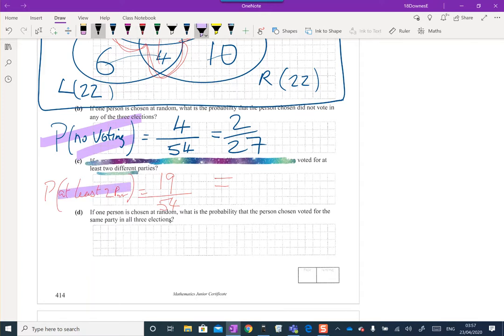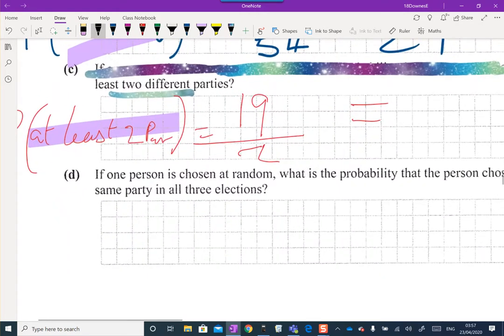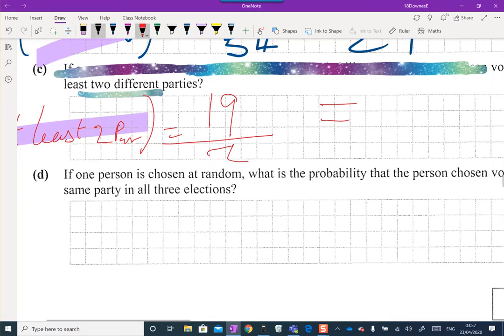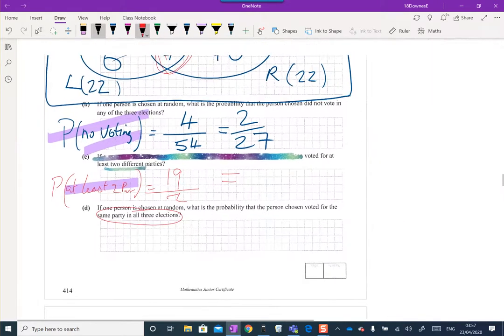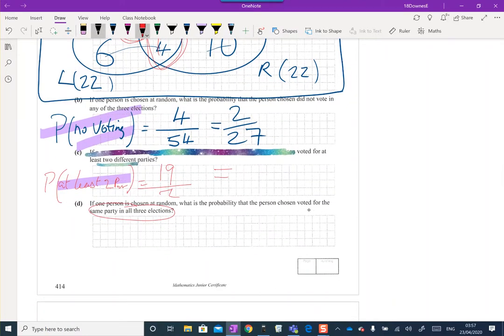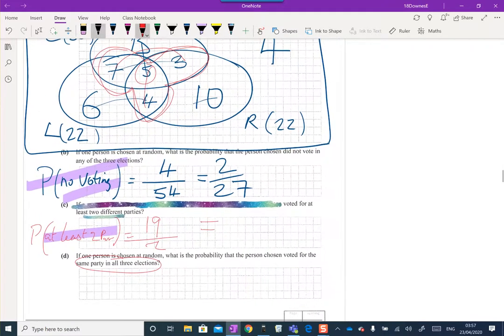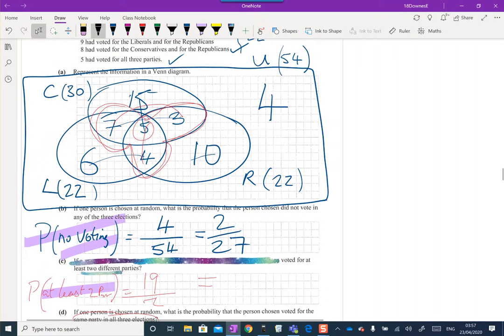If one person is chosen, again, here we go. So the person chosen. So basically, and here's the thing, you see, they're making you read so much nonsense when we're just saying, come on, let's cut to the chase. What's going on? Same party in all 3 elections. Well, that sounds awfully like these people here, these 5. The same party in all 3 elections. But is that what that means? 5 people.